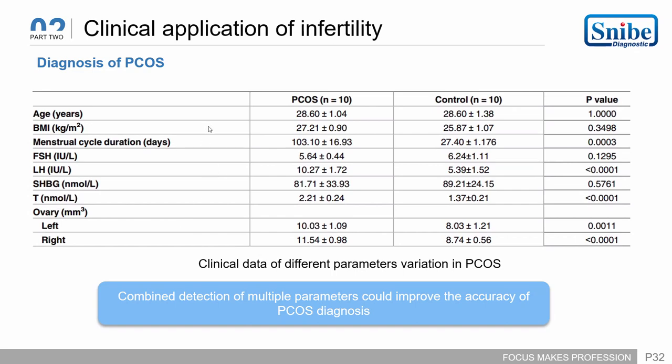So the clinical data from the different parameters, variation in PCOS, have a combined detection of multiple parameters that could improve the accuracy of PCOS diagnosis. So with the help of these parameters in the PCOS patient, these values are established as compared to the control value and the p values of the different conditions.